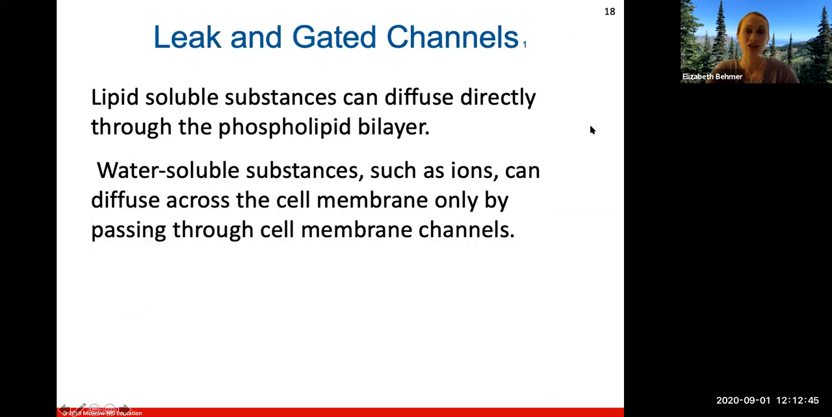Leak and gated channels. These are channels within the membrane. Lipid-soluble substances can diffuse directly through the phospholipid bilayer. And water-soluble substances like ions can only diffuse across the cell membrane by passing through a membrane channel. A channel is just kind of a hole in the membrane that allows water-soluble substances to get through.